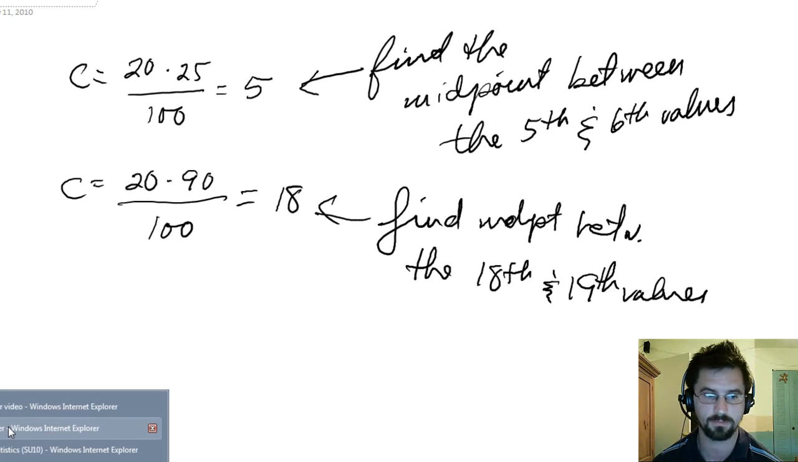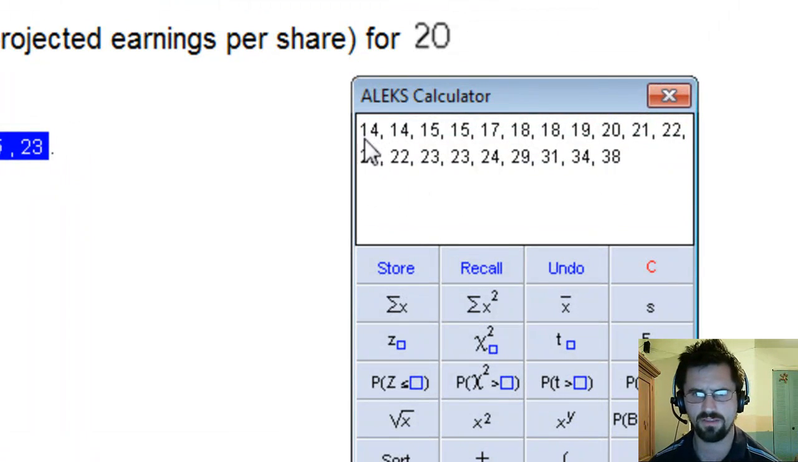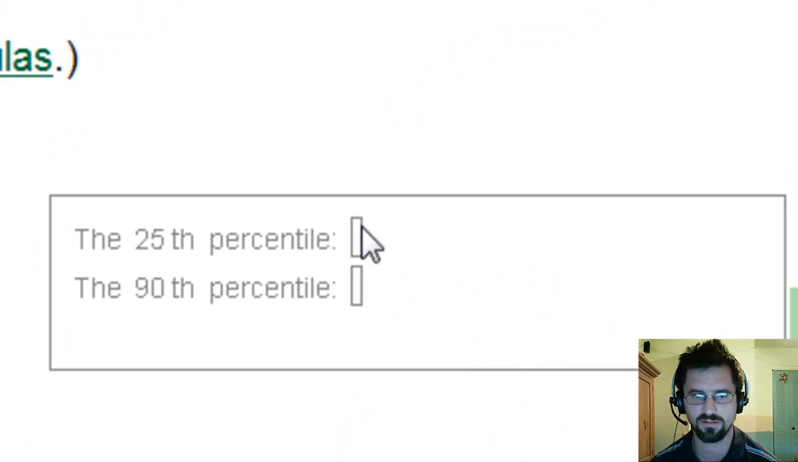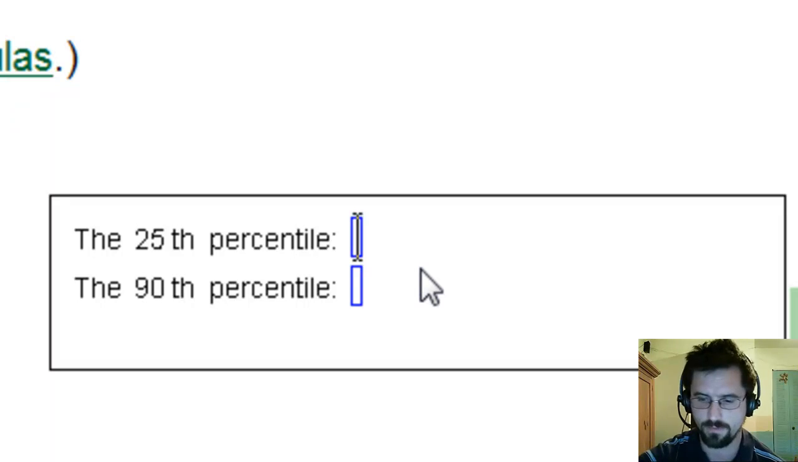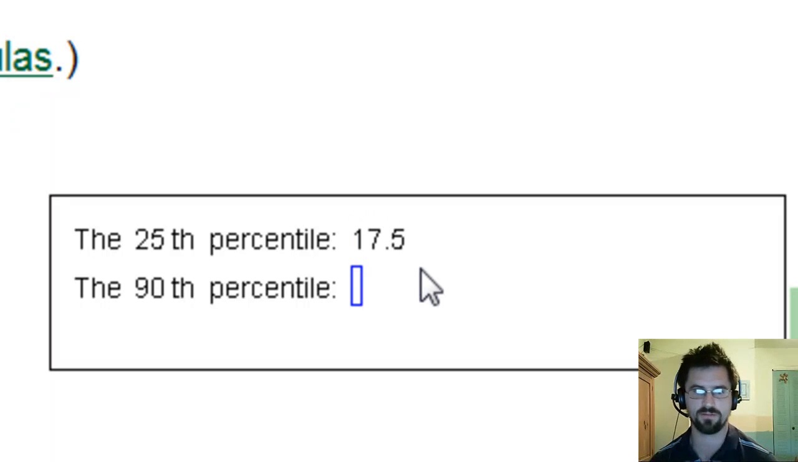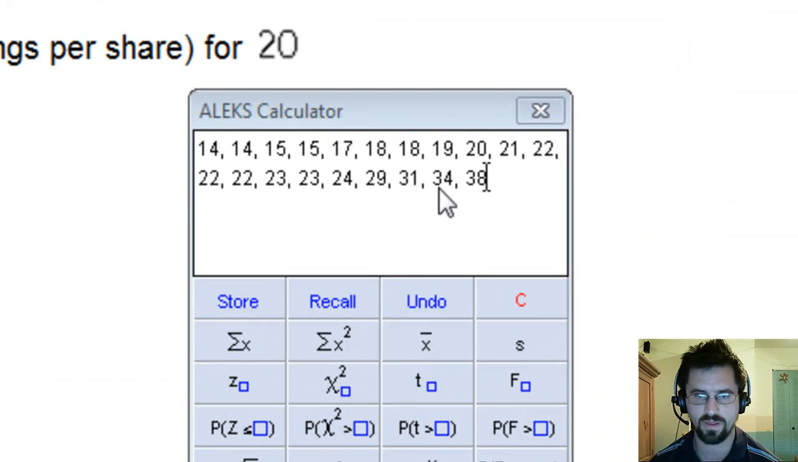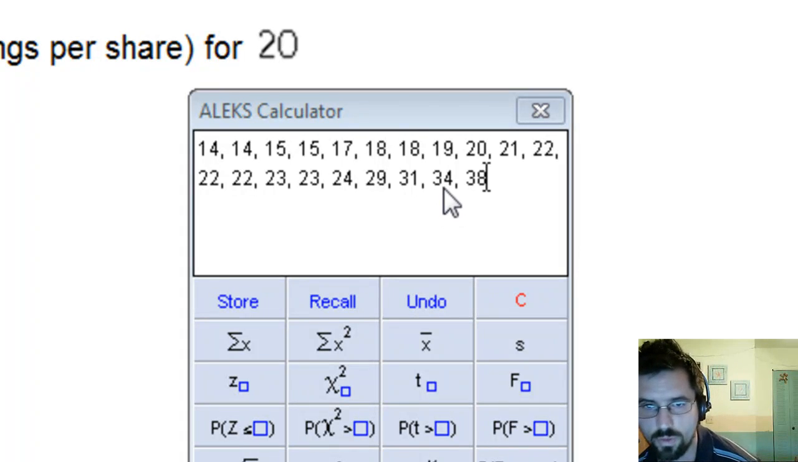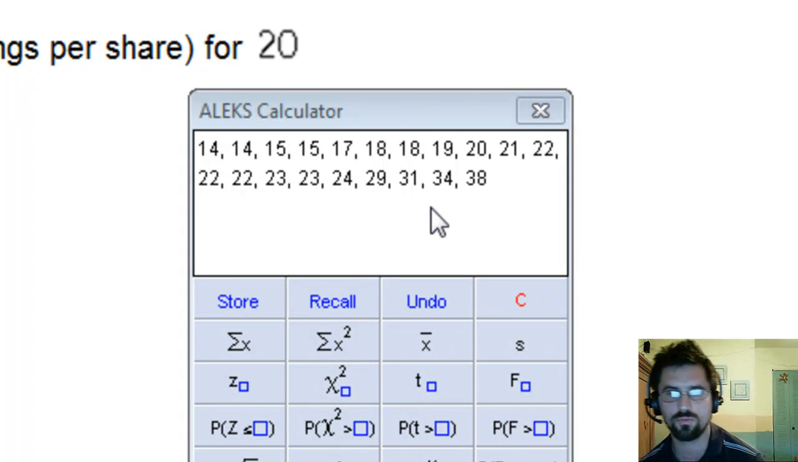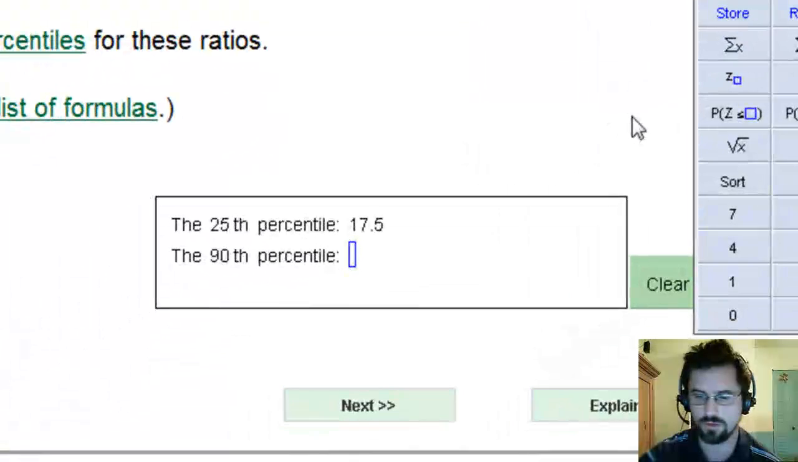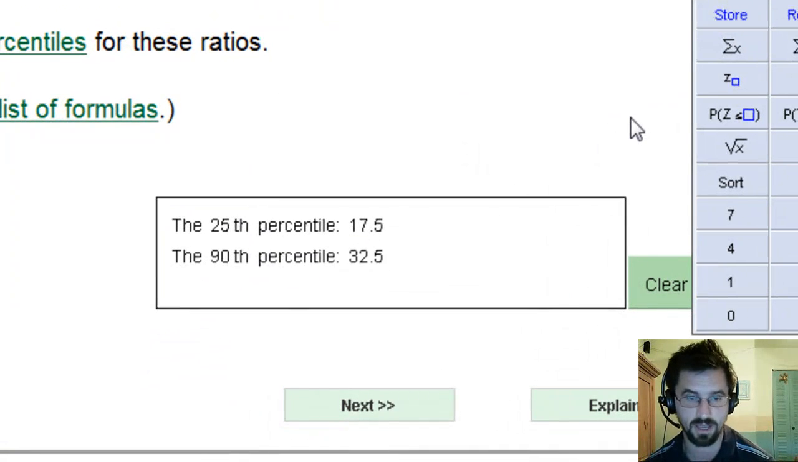So going back here, the 5th value is 1, 2, 3, 4, 5. The 6th value is 18. So halfway in between is 17.5. That's my 25th percentile. The 18th is 31. The 19th is 34. Halfway in between is 32.5. The number 32.5 is going to be my 90th percentile.